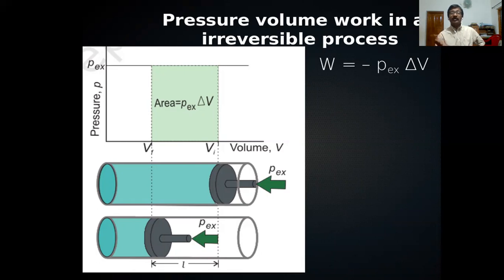And if it is irreversible compression, the opposite, W is equal to P delta V. Here we can plot a graph between pressure and volume, and the area, P into delta V, will give you the work done by the system.